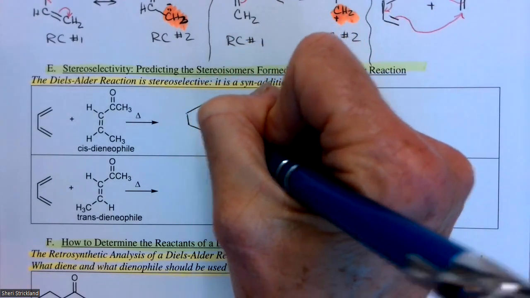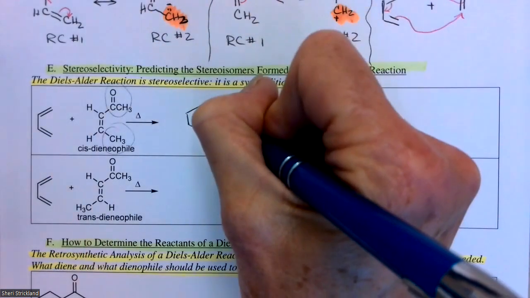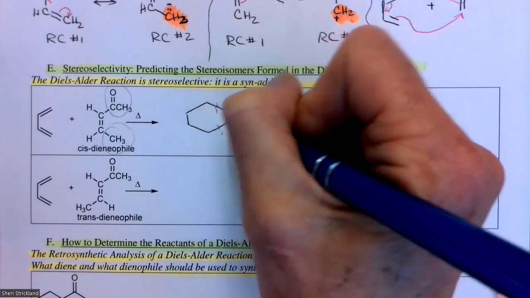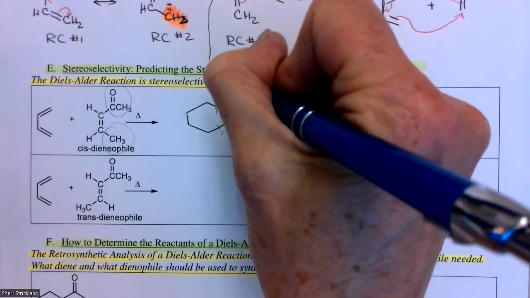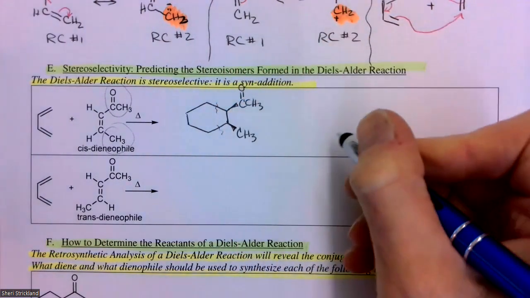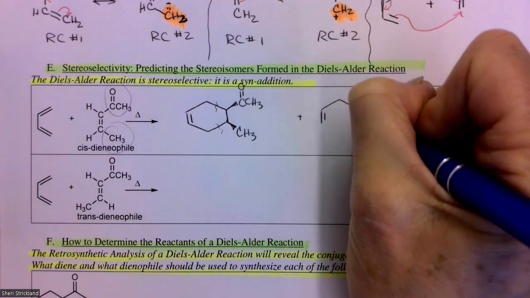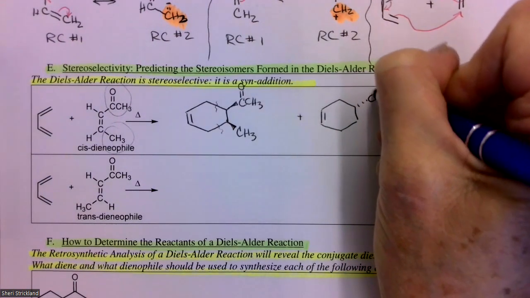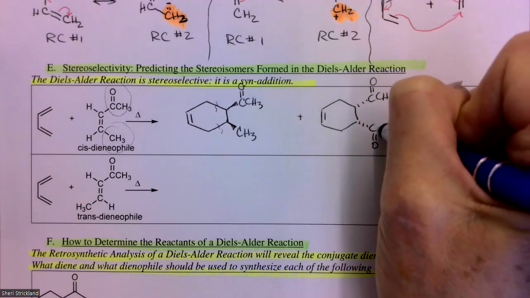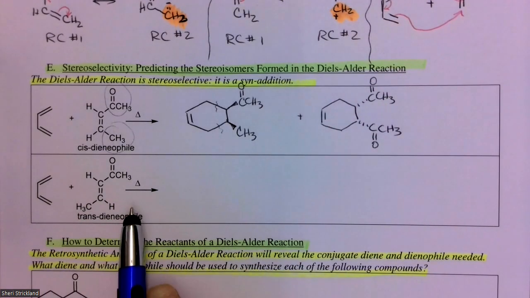these 2 new bonds, and these 2 pieces are going to come in on the same side. They're both going to be above because these 2 bonds are formed on the same side. So because it's a syn addition, they can either have 2 up bonds or 2 down bonds. And then we've got another one up here.